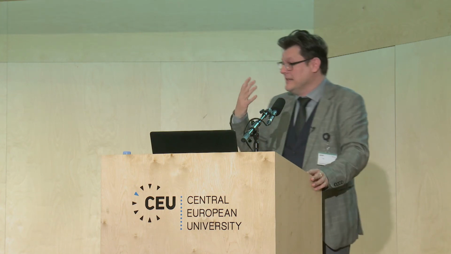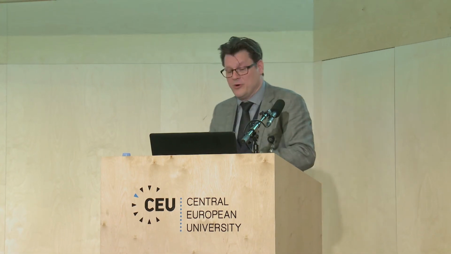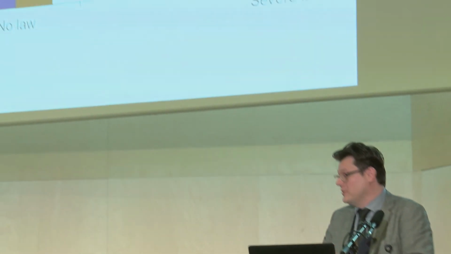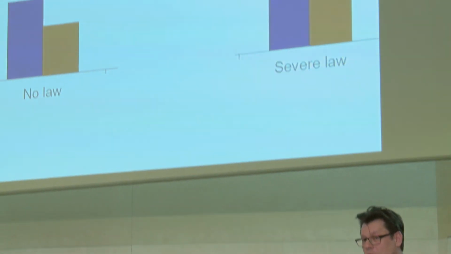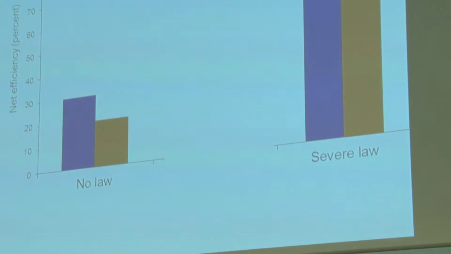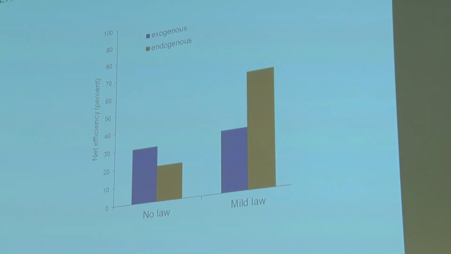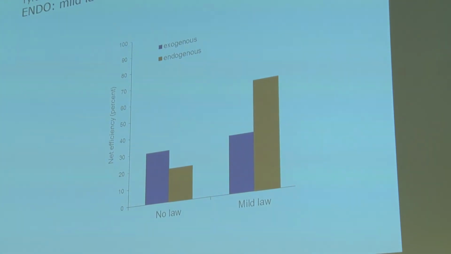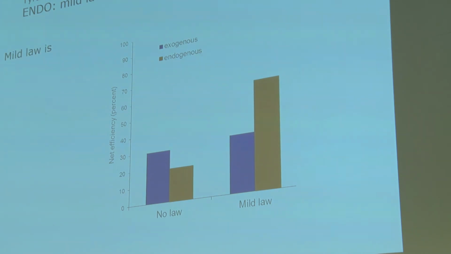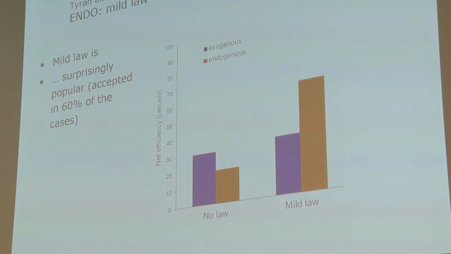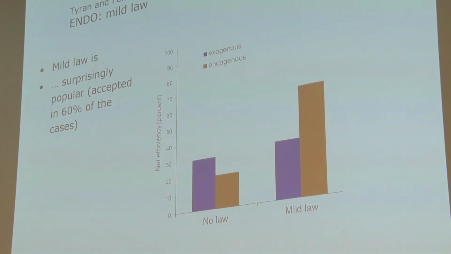So what we find is, yes, indeed, the severe sanction is very popular. 75% of the groups accept it, and if it's there, they comply with it. Again, no big surprise from a standard perspective. But the big surprise was what happened when people voted on these mild sanctions. Now we found that actually in 60% of the cases, people accepted the law, and then, if it's there, the contributions were much higher, about twice as high as when it was just imposed on them.